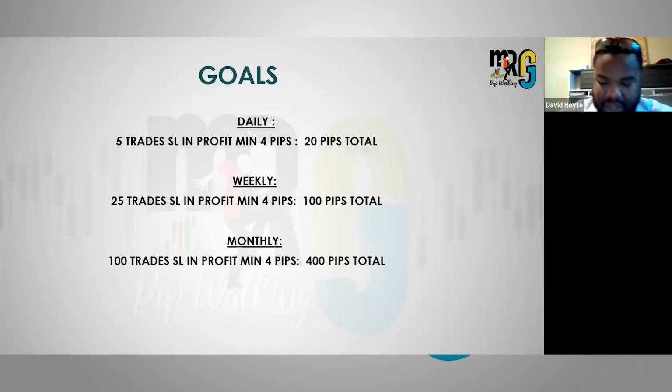Impulse, 9 times out of 10, you basically guarantee your 10 pips for the correction. But the consolidation, you want to be quick, plugging in this stop loss and profit. And I'll go ahead and show you guys what I'm talking about. All right, so same goes, 5 trades, minimum 4 pips in profit. It's a total of 20 pips per day. Same thing weekly, it's 100 pips per week. Monthly, 400 pips a month.